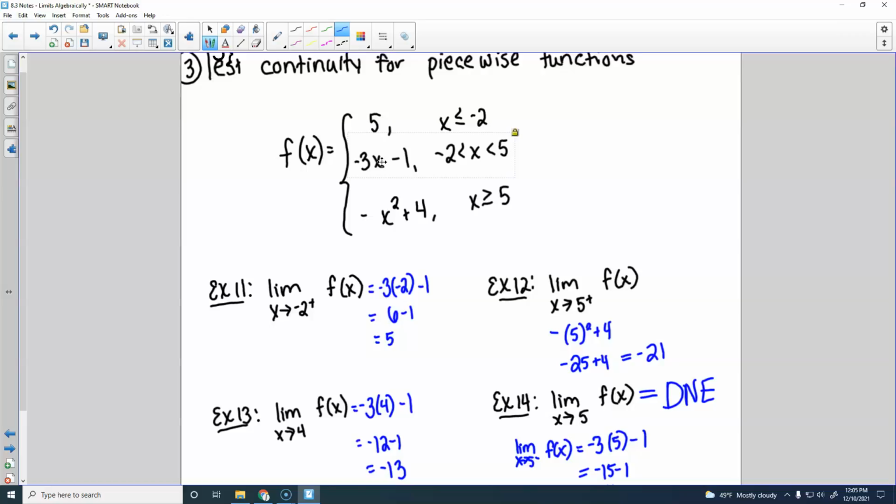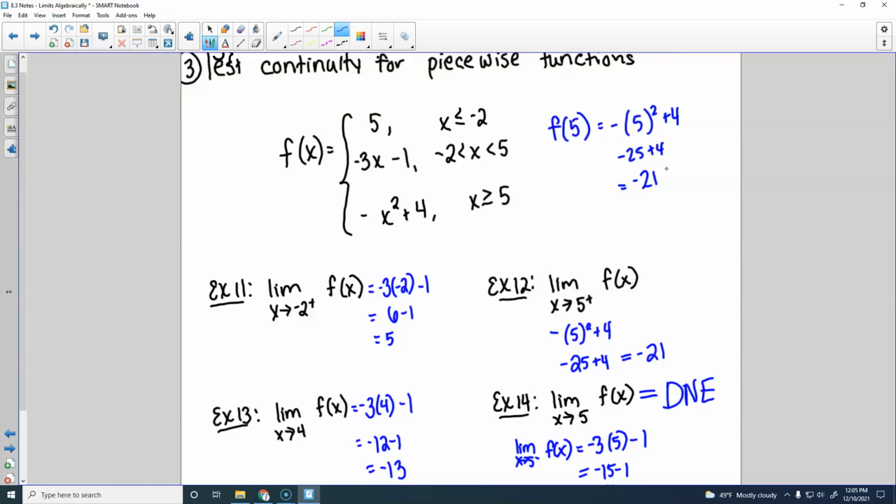Now remember, this is different from what we did with finding values of functions. We did a little bit of piecewise functions with this. Like if I ask you for f of 5, which function should I use? The bottom one, because I got the or equal to sign, right? So I'd have negative 5 squared plus 4, negative 25 plus 4, which we found to be negative 21, right?